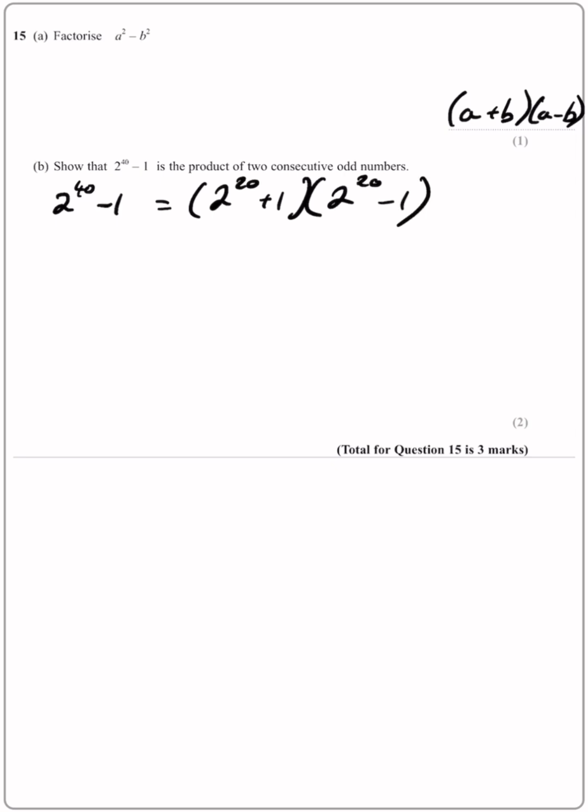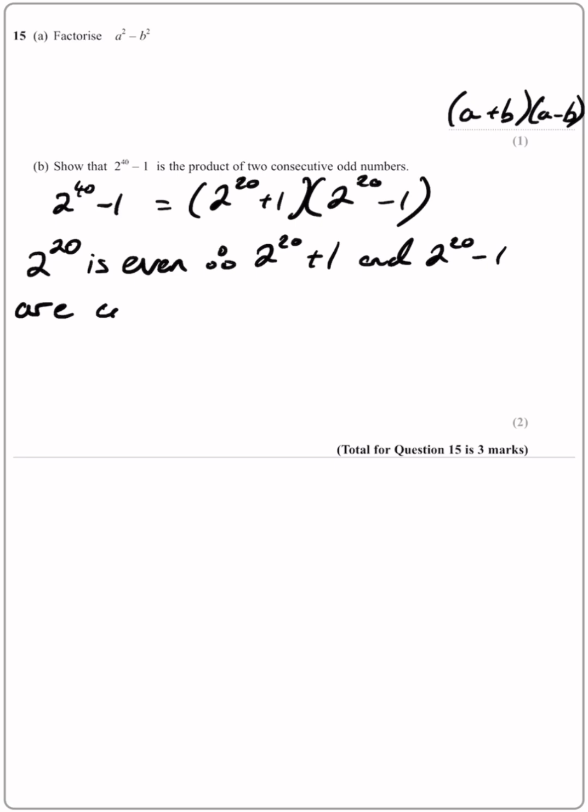Now we know that 2 to the power of 20 is going to be even, because it's a multiple of 2. And therefore 2 to the power of 20 plus 1 is one more than an even number, so it's going to be an odd number. And 2 to the 20 minus 1 is going to be the previous odd number, so we have two consecutive odd numbers here, and it's the product of them because they're multiplied together.